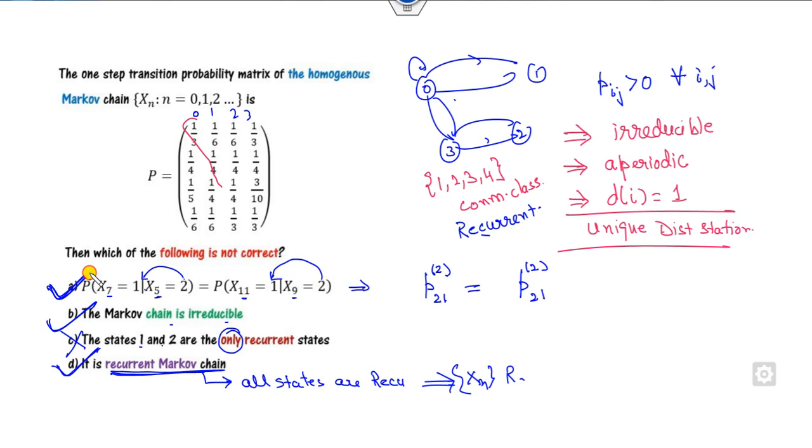But if you want to compute them, you can find the P square and look at the values of the 0, 1, 2, 3, 2, 1. Whatever the P square observation, you can find this number. This is the right answer. So the right answers are A, B and D.